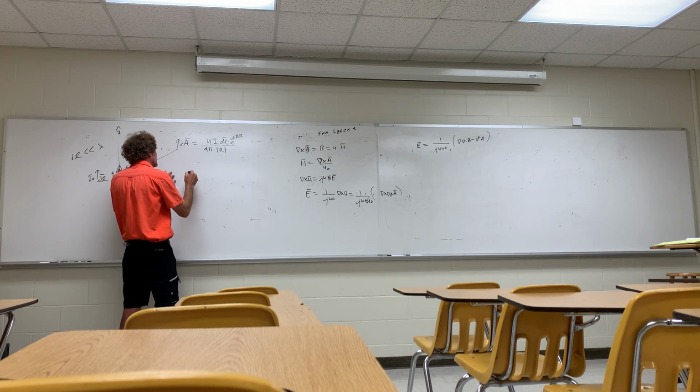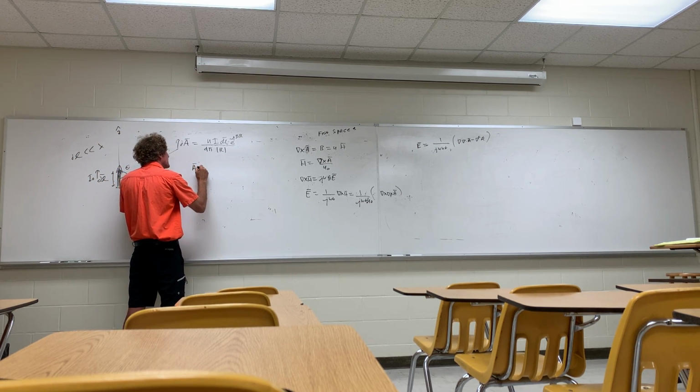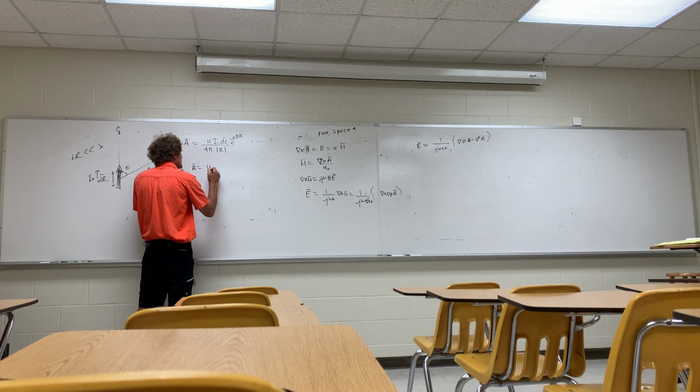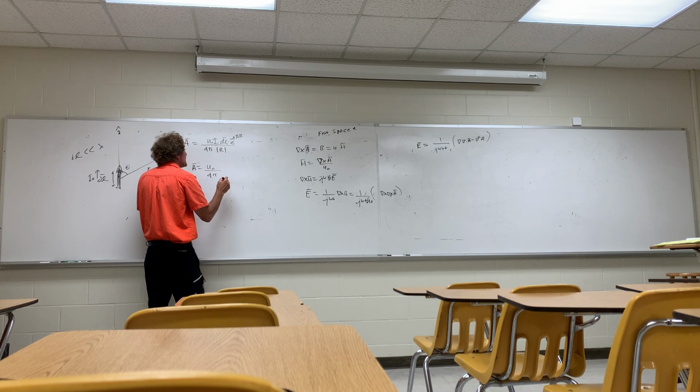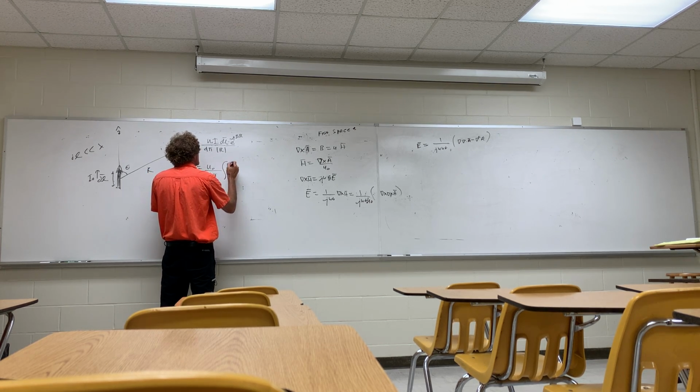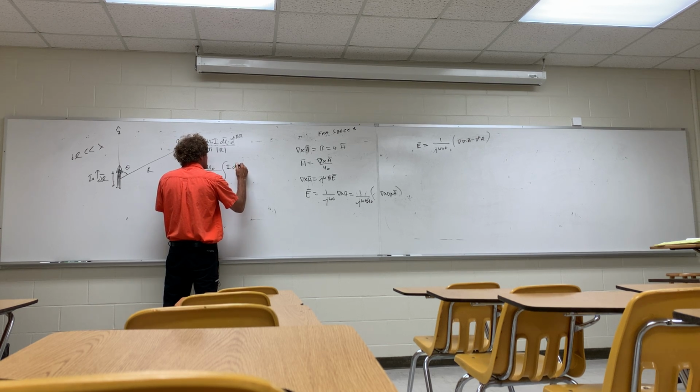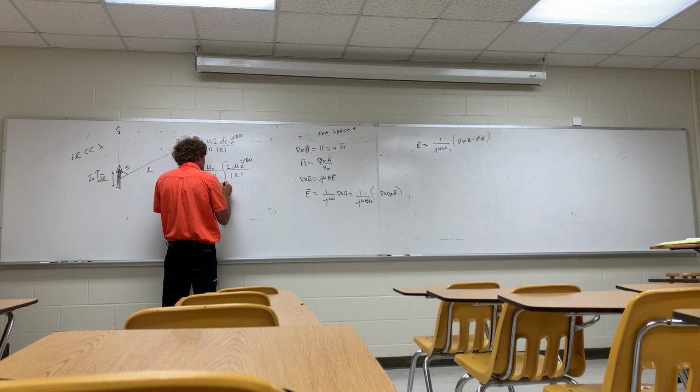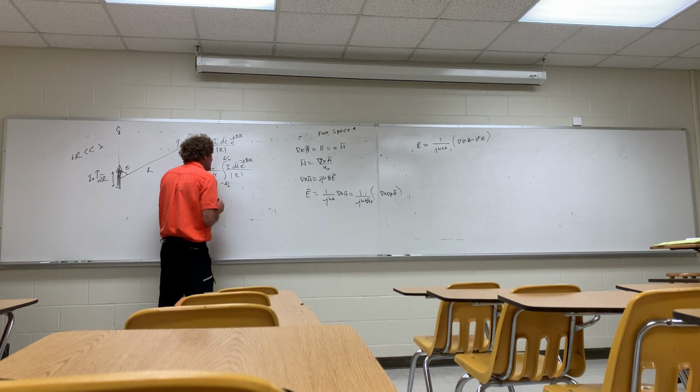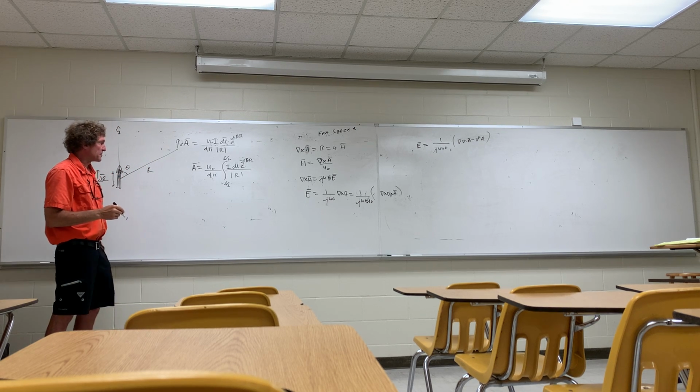And the total magnetic vector potential A would be equal to mu, it's really almost always mu 0 over 4 pi. Then it would be the integral of I dl, and it's e to the minus j beta R over the magnitude of R. And this would be over the length, so it would go from typically minus L over 2 to L over 2. And that's the magnetic vector potential.